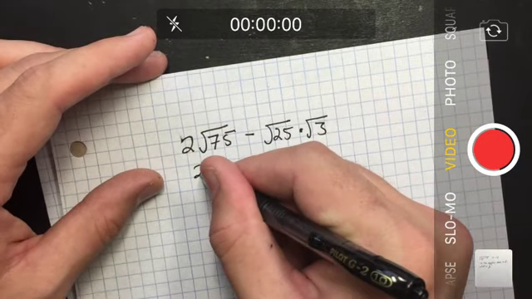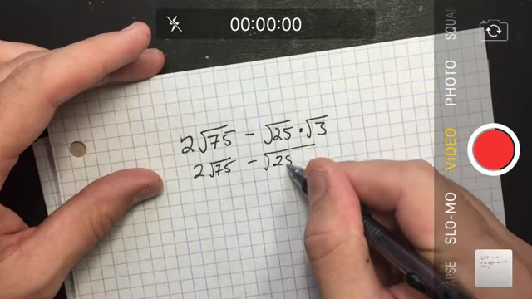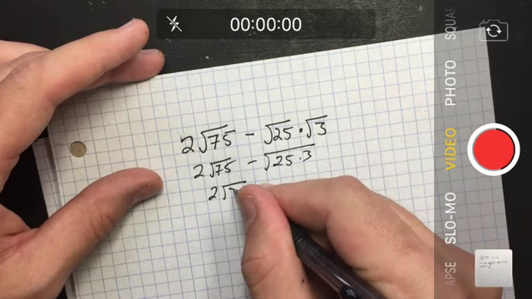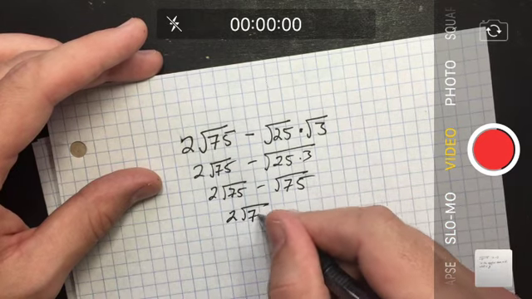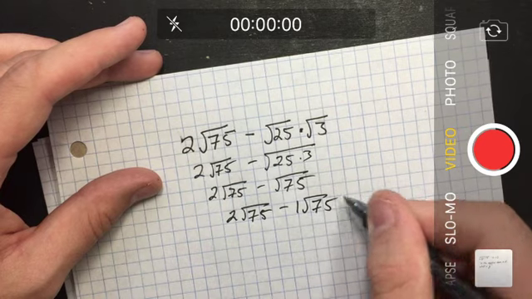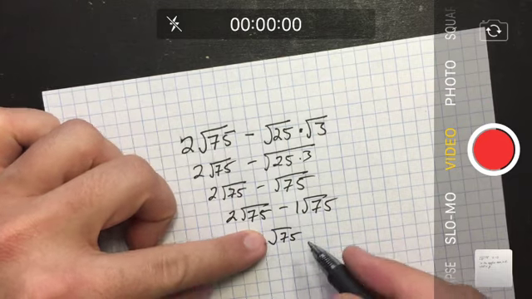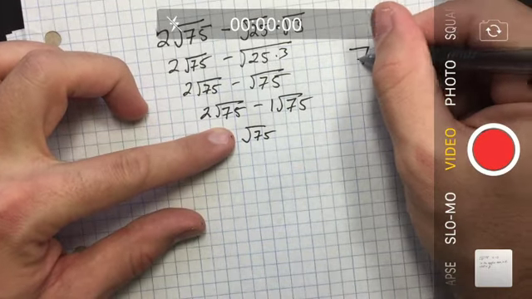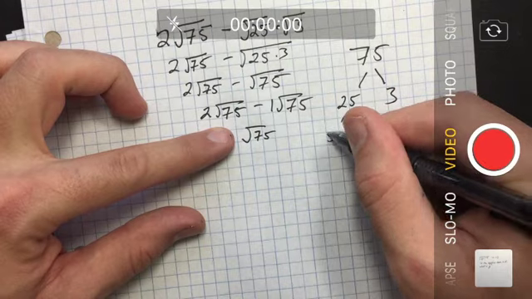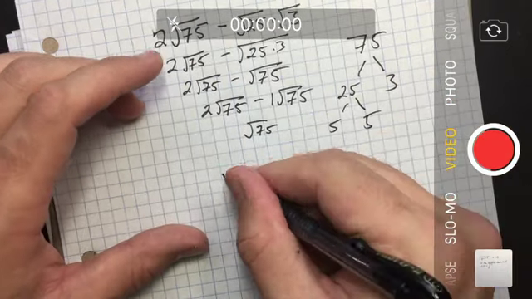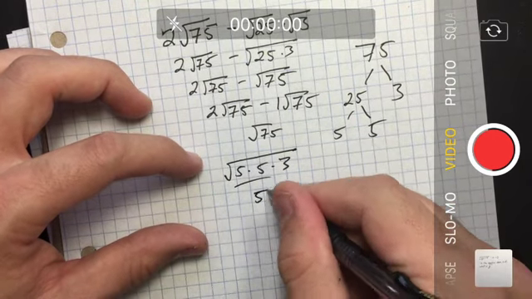So we have 2 rad 75, and if we know that we can combine these, we could rewrite this as 2 rad 75s minus 1 rad 75. And what we're left with is just rad 75. Now, this itself can be broken down. When you look at the number 75 by itself, it can be divided by 25 and 3, and 5 and 5. So another way to write the square root of 75 is 5 times 5 times 3. There's our perfect square. Our answer is 5 rad 3.